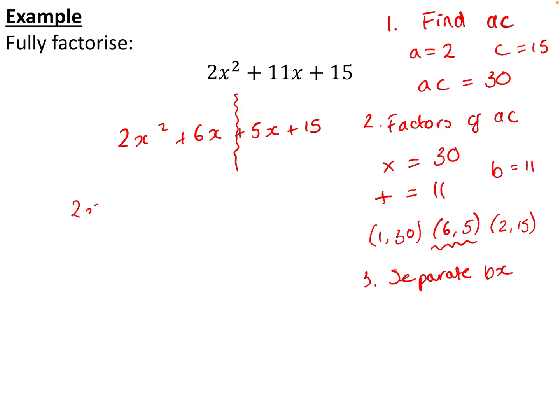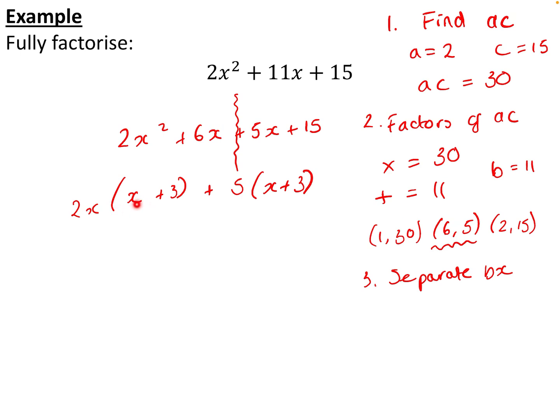So I'm going to have 2x, and in my brackets, 2x times x will give me 2x squared. And then I'm also going to have plus 3. 3 times 2x will give me 6x. Then I need to factorise out the other side. I can factor out a 5 from both of these terms. So I'm going to factor out 5, and I'm left with x plus 3.